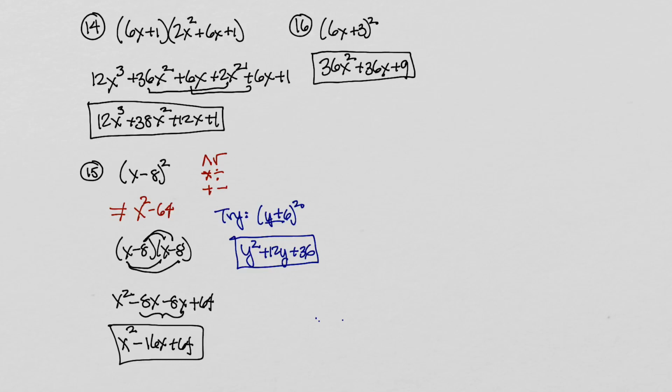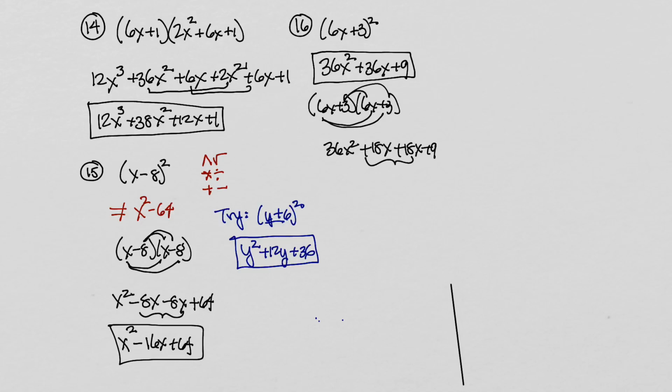Now, if you're not sure about that pattern, you could write this as 6x plus 3, 6x plus 3, getting 36x squared. Positive times positive is positive 18x. Now over here, there's another 18x. And finally, a plus 9, and these two will combine to give us 36x squared plus 36x plus 9. So we can get it either way. This pattern is just a little bit faster.